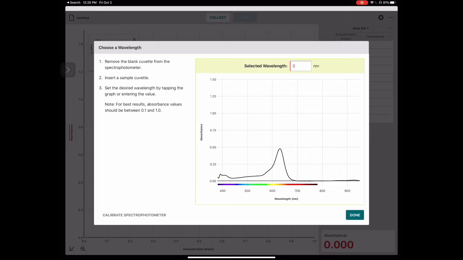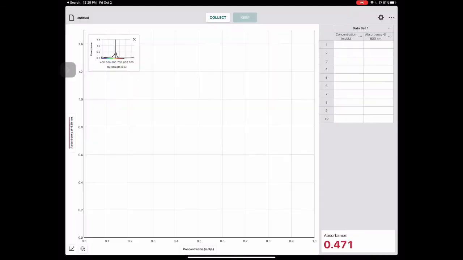Once we do that, we get our lambda max curve. Set the desired wavelength, step 3, by tapping the graph or entering the value. So I'll tap the graph until I get to what looks like the maximum. Tricky little point there. And record that value, 630 nanometers. Done. Now that we've told the spectrophotometer what is the appropriate wavelength of light to get the maximum absorbance, now we can start collecting data.